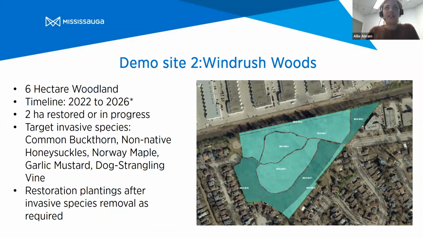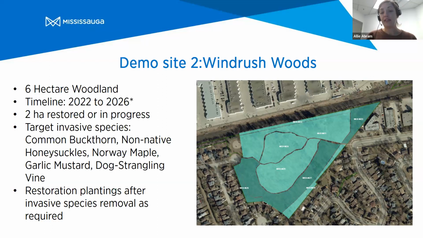Okay, so our second demonstration site is called Windrush Woods. Windrush Woods is quite different from Credit View Wetland. It's completely publicly accessible, and it has a pretty extensive trail system throughout. It also has a BMX trail, which is a bike trail, and there's quite a bit of dumping of yard waste from the neighboring residential houses. So some different challenges at this woodland for sure.